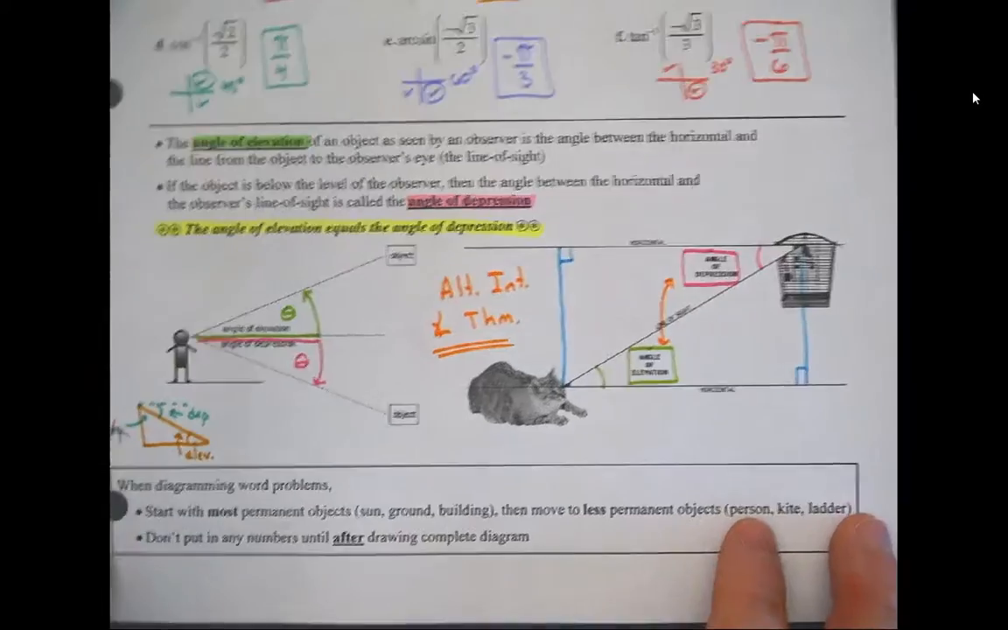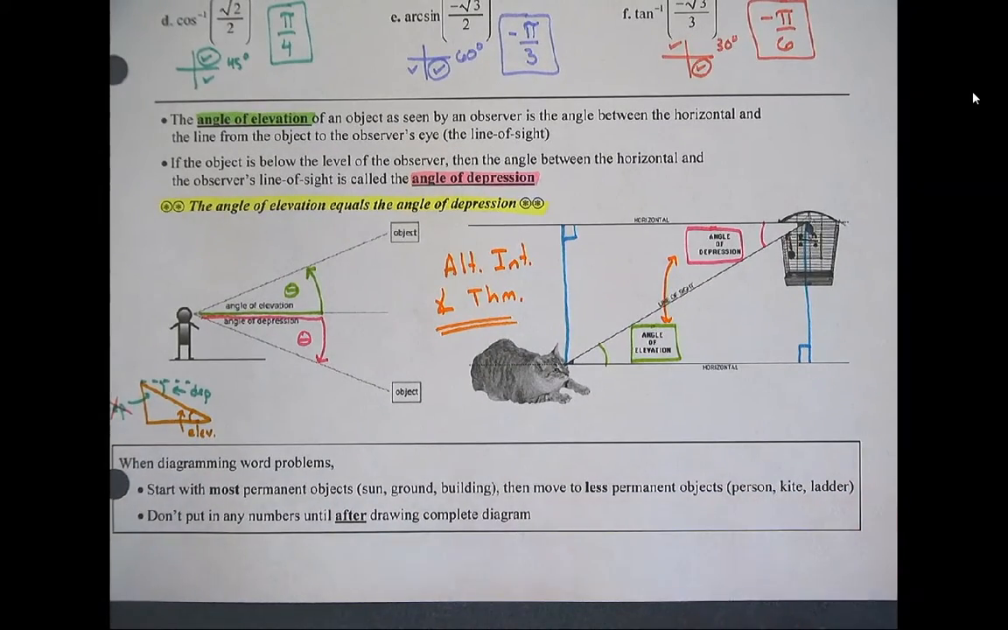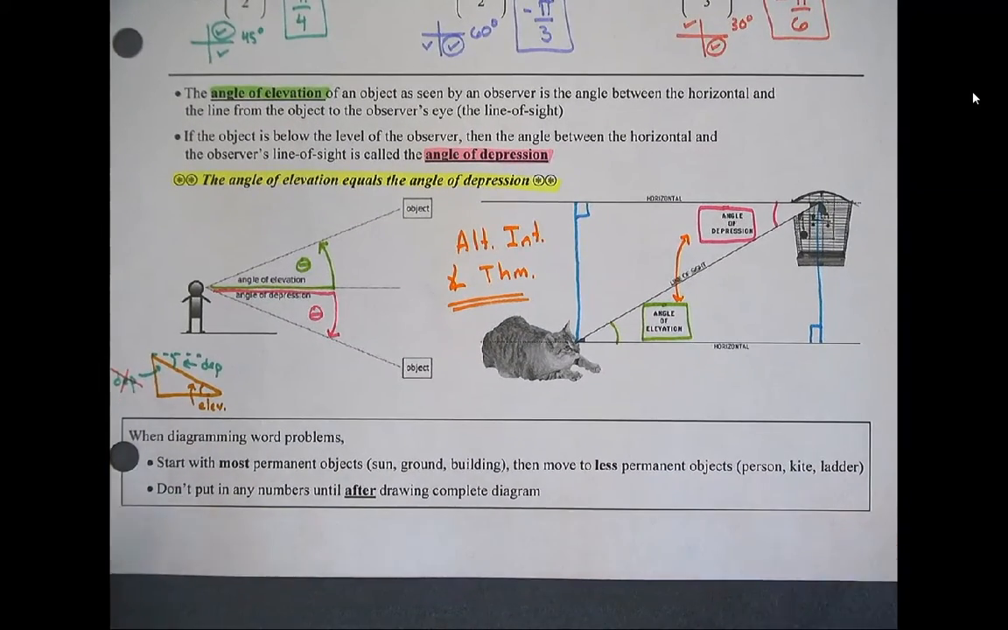So there's my little breakdown. Make sure that you understand, or that you draw accurately, the angle of depression. Almost everybody gets angle of elevation correct. This angle of depression is where they get mixed up.